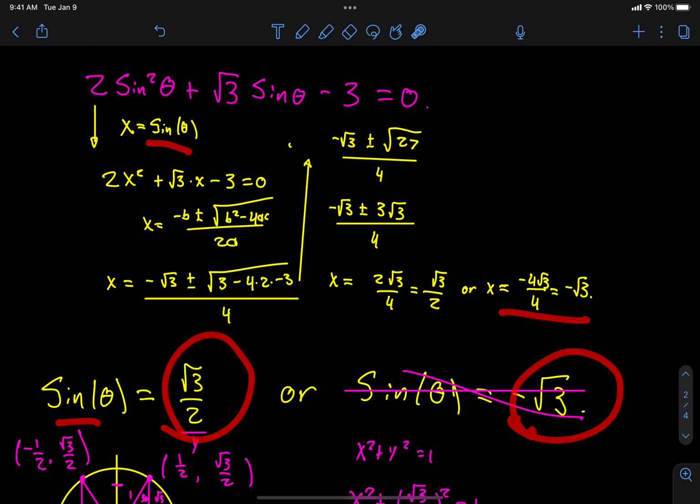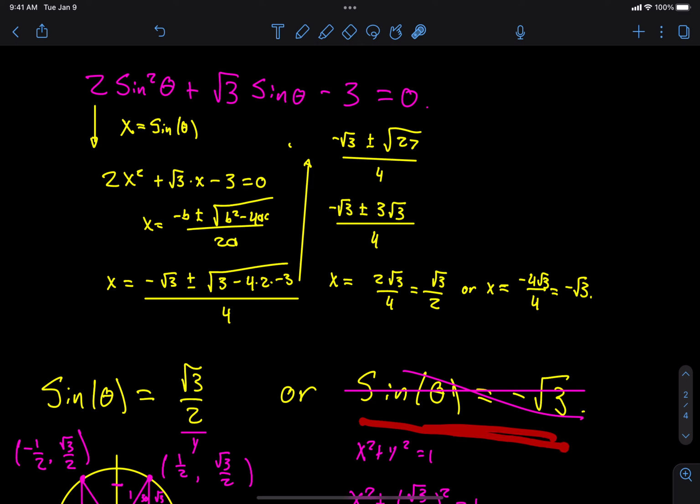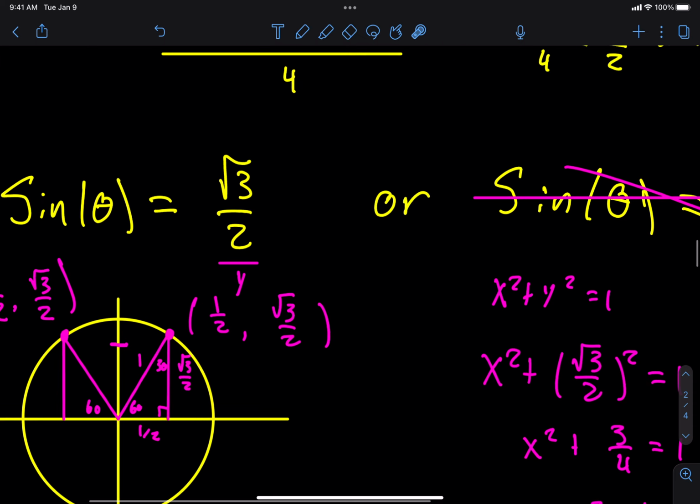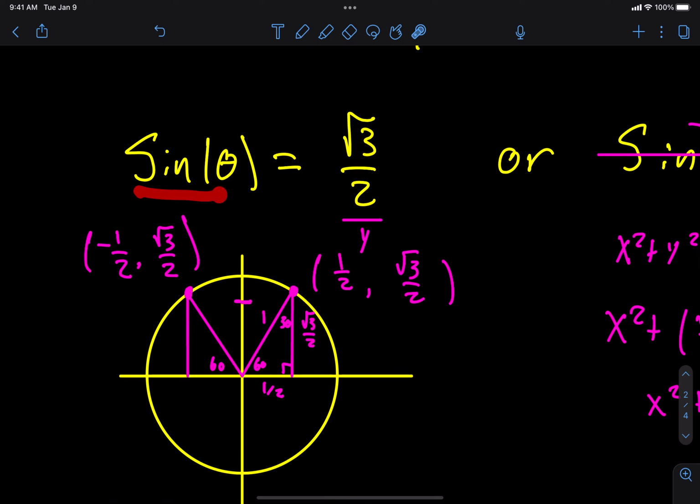In this case, one of them we can just immediately eliminate. The reason we can immediately eliminate this one is because sine theta is never going to be negative square root of 3, because that number is too big. Sine theta can't produce this kind of output. It can produce this kind of an output. And to see what inputs will cause this output, we need to ask ourselves, what is the output of the sine function? The output of the sine function is the y value of a point on the unit circle. So what I'm looking for is an angle theta which points at a point on the unit circle whose y value is square root 3 over 2.